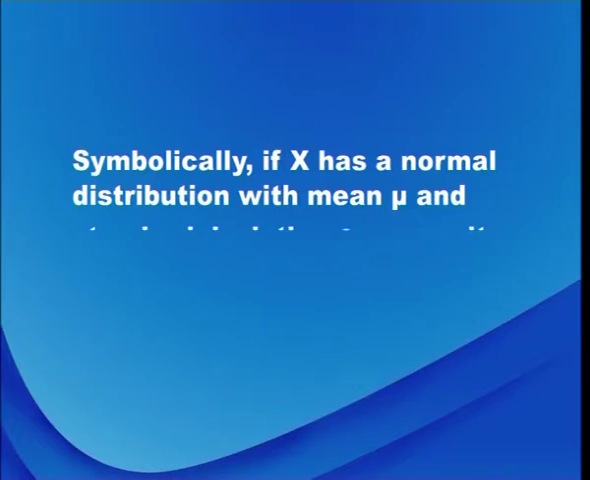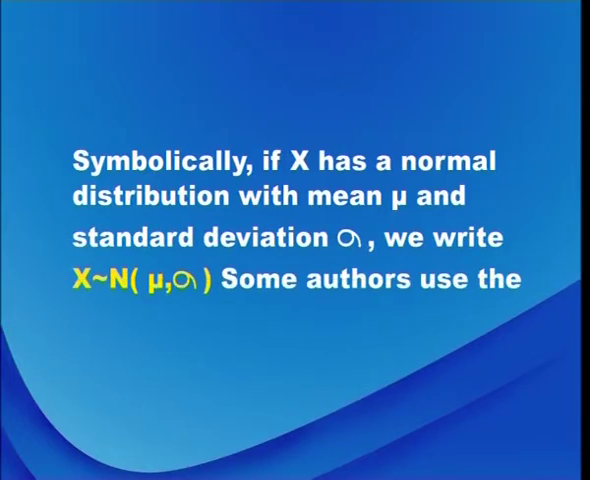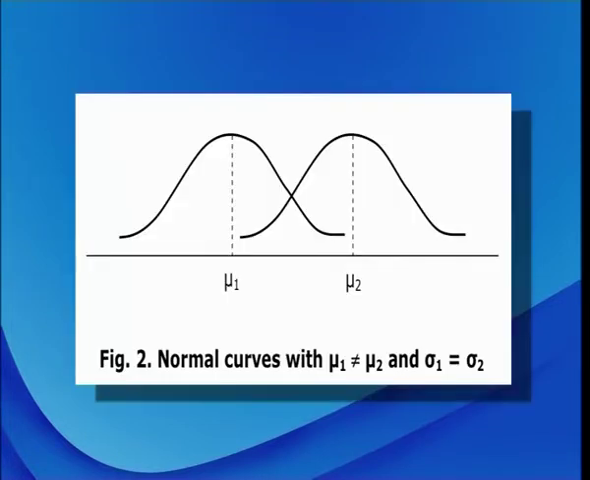The normal distribution is often referred to as the Gaussian distribution after the German mathematician Friedrich Gauss, 1777 to 1855, who also derived its equation from a study of errors in repeated measurements of the same quantity. Symbolically, if x has a normal distribution with mean μ and standard deviation σ, we write x as N(μ, σ). Some authors use the notation N(μ, σ²). Image 2: normal curves with μ1 not equal to μ2 and σ1 equal to σ2.